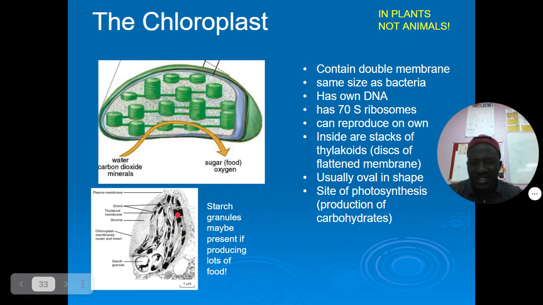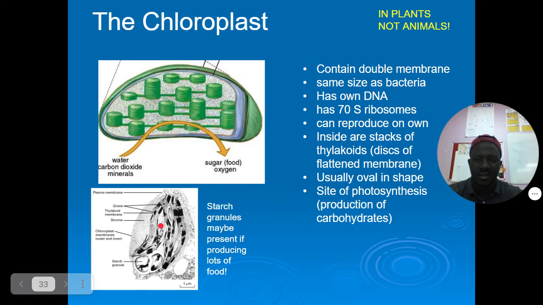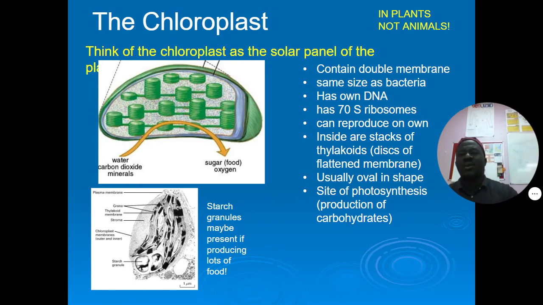When you check it, starch granules may be present if it has produced lots of food. Those granules you can see are starch granules, whereas in animal cells we shall find glycogen granules. That marks what we call a chloroplast, and it's only found in plant cells and algae. So think of a chloroplast as the solar panel of the plant cell. Plant cells and algae are the ones that have chloroplasts.